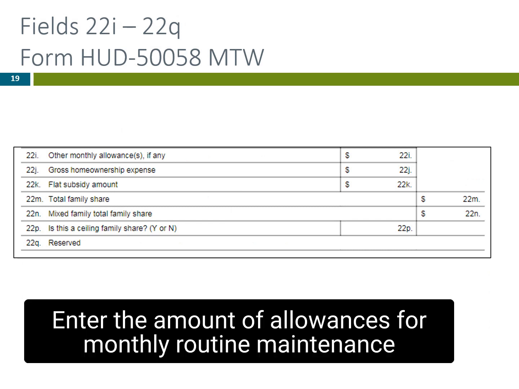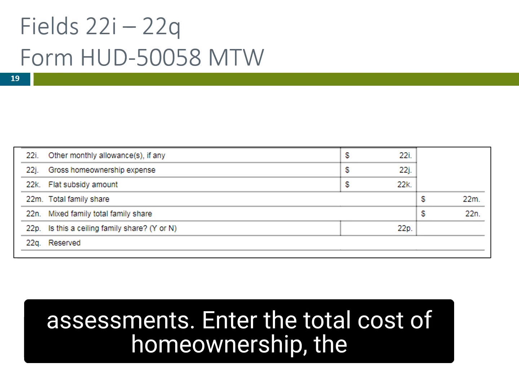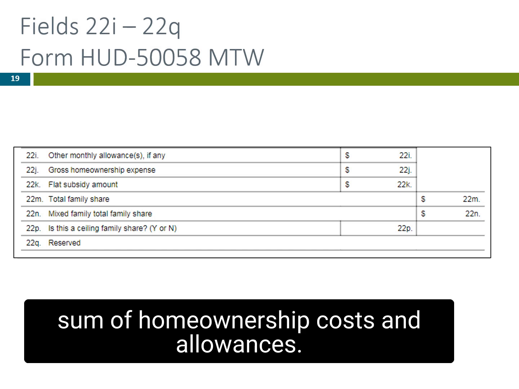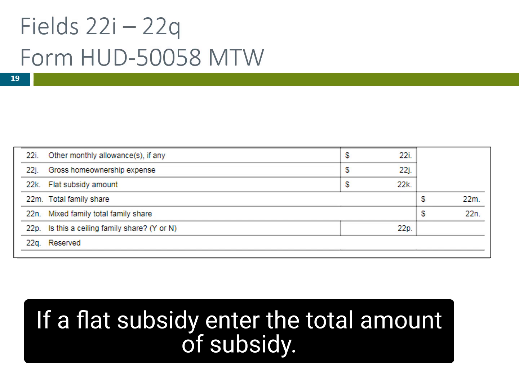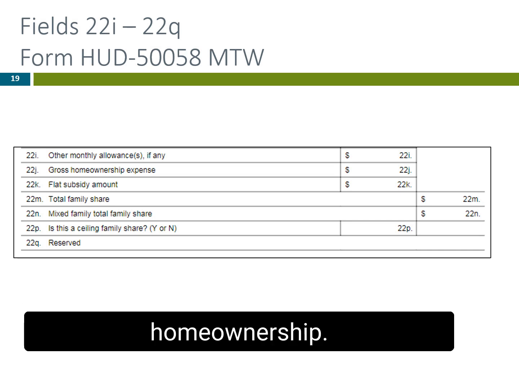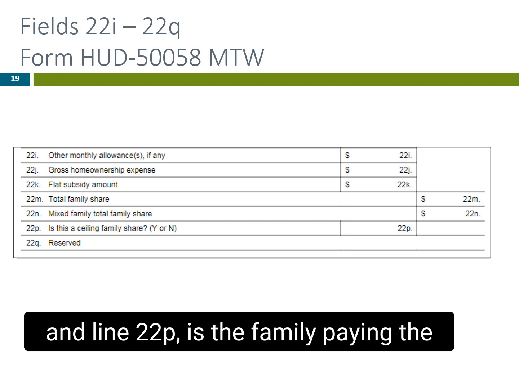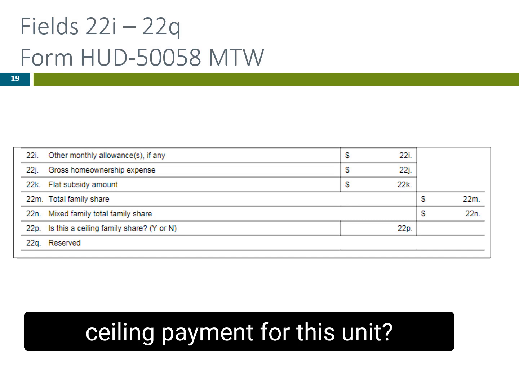Enter the amount of allowances for monthly routine maintenance costs, major home repairs, and maintenance and co-op condominium assessments. Enter the total cost of homeownership, the sum of homeownership costs and allowances. If a flat subsidy, enter the total amount of subsidy. Line 22M, enter the total amount the family contributes towards homeownership. 22N, if a mixed family, enter the total family contribution based on the proration calculation. And line 22P, is the family paying the ceiling payment for this unit?